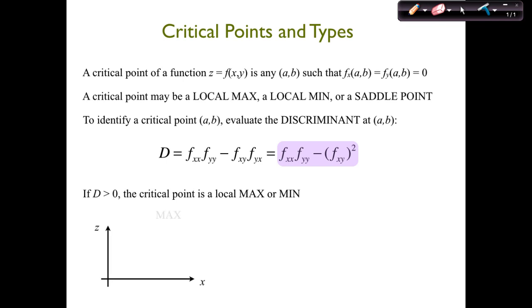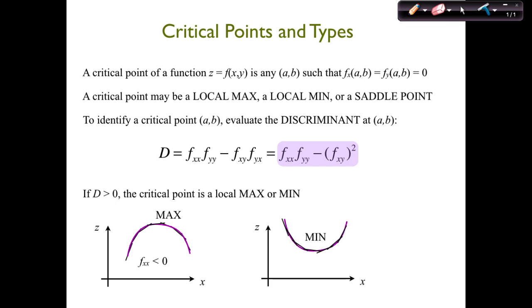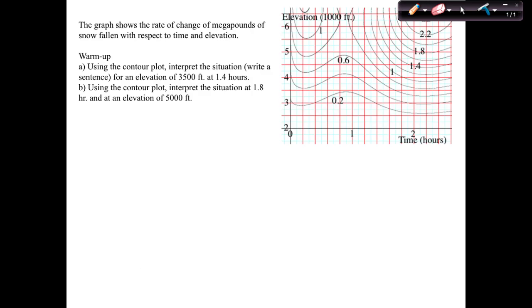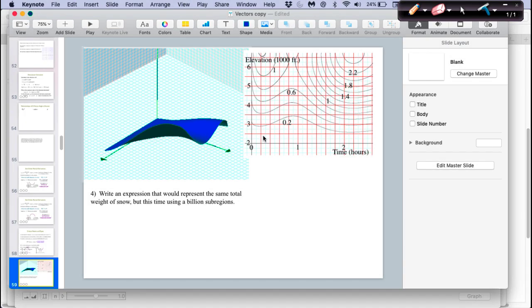So again, we already talked about this. Max, second derivative negative because the rate is decreasing. Min, second derivative positive because the rates are increasing. So that's how you distinguish in the D greater than 0 case. Okay, so let's look at an example here.